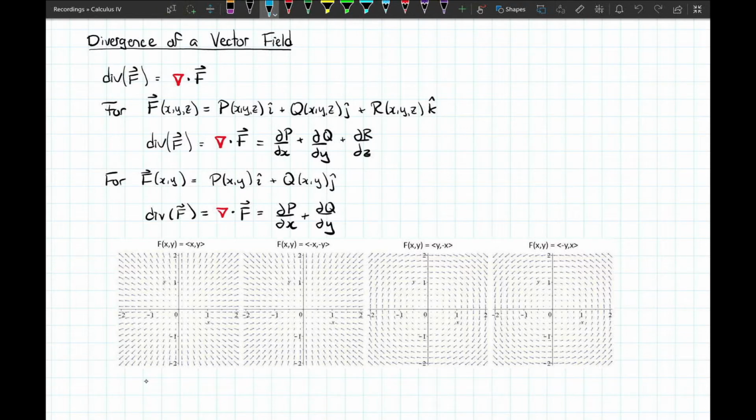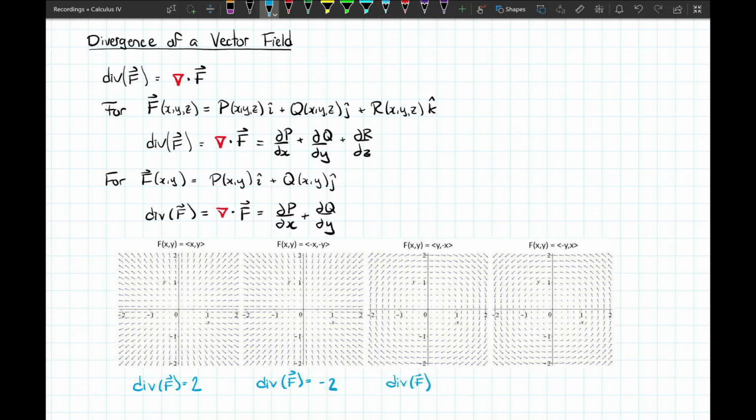In this first example, the divergence of the field x comma y is the partial derivative of x with respect to x plus the partial derivative of y with respect to y. That's just 1 plus 1, which ends up being 2. Remember that when we're using the dot product, we're going to end up with a scalar value. In the second example, all we've done is negate the two components of our vector field, and so the partial derivatives are also negated, and we end up with -2.